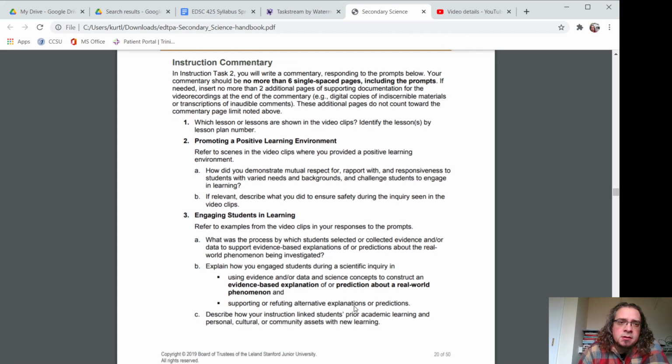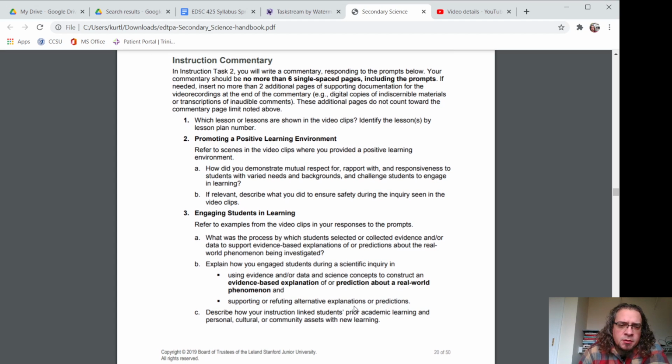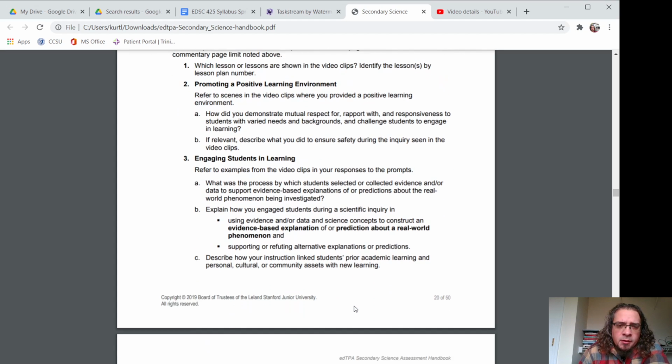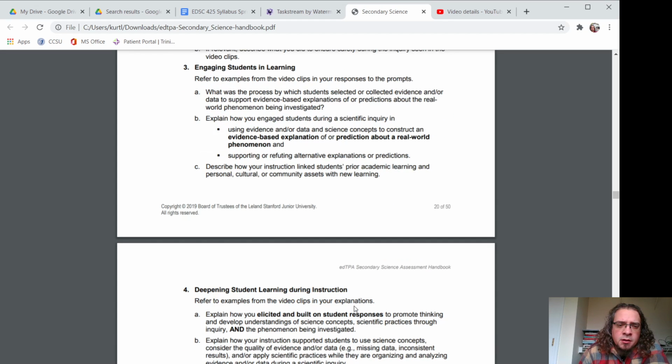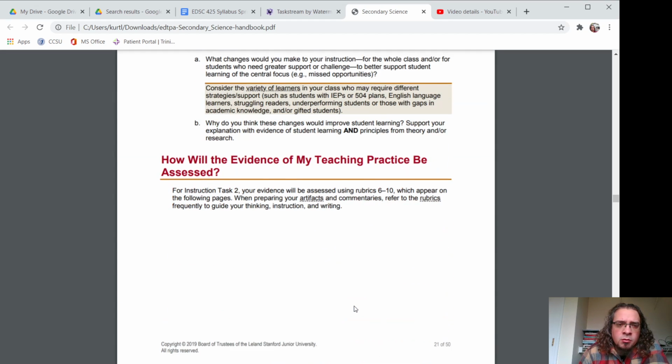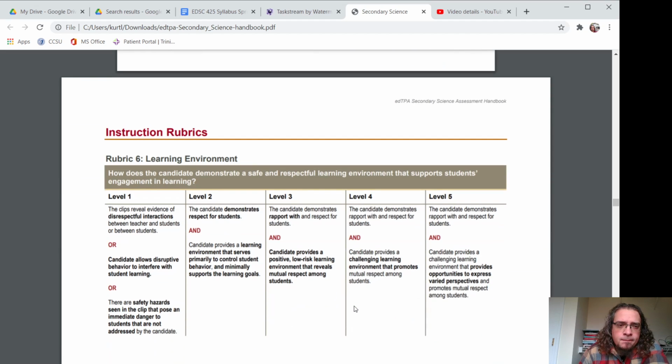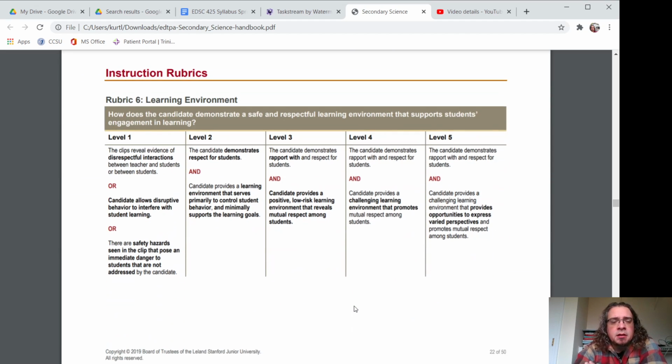All right, so, instruction commentary. So what should you be writing about? You can see the list of things here. Again, I'm just going to focus on the rubrics primarily. All of these elements will come up to some degree through the rubrics themselves. So rubric number 6. How does the candidate demonstrate a safe and respectful learning environment that supports students' engagement in learning? This one is sort of universal across all the content areas.